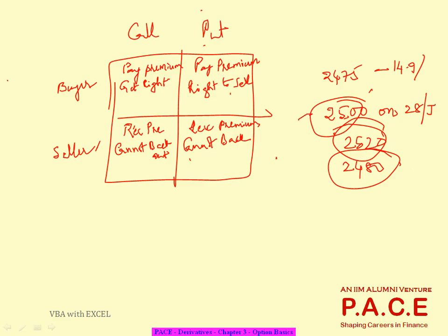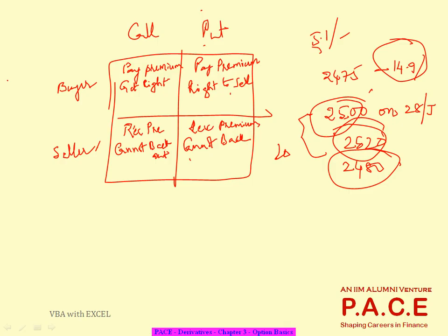Now because of this, here I am getting a profit of 20 rupees. Here there is a loss of 14.9 rupees. So overall I am still getting a profit of 5.1 rupees. In this entire transaction, I am getting a profit of 5.1 rupees.